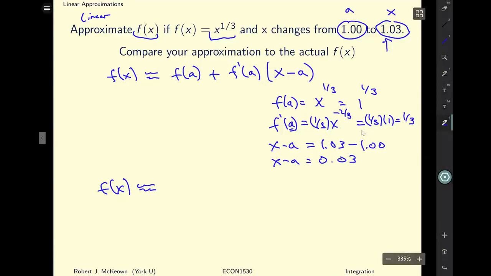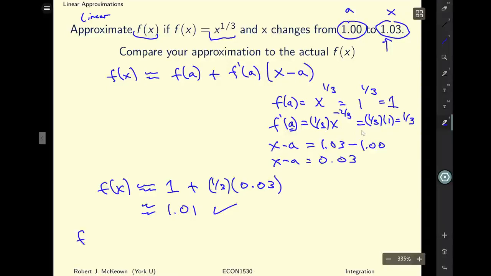f of a is equal to 1, plus the slope, f prime of a, that's 1/3, multiplied by the change in x, x minus a, that's 0.03, and the approximation is 1.01. So if you're able to follow that, that's how you find the linear approximation.